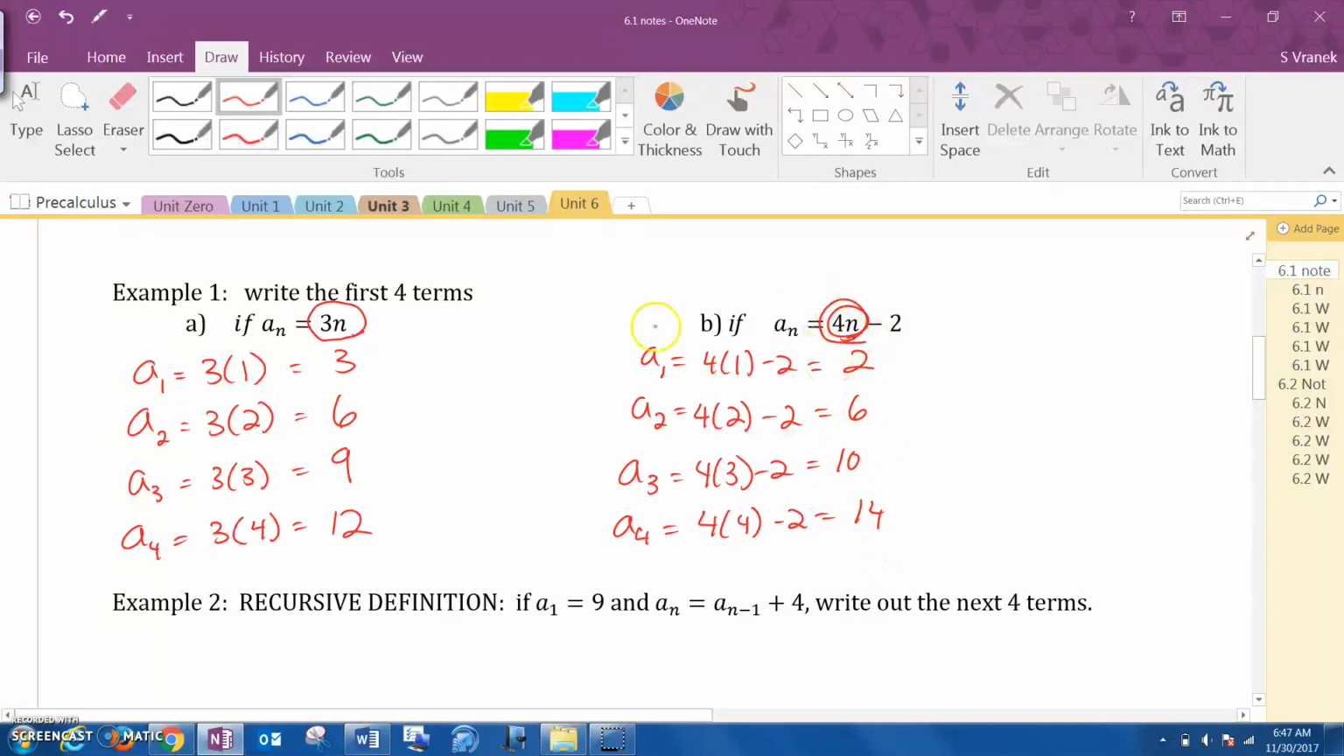But notice how we did not start at 4 like we started at 3 here, and that's because of this minus 2. Think about it, it was supposed to start at 4 and then it shifted down 2.